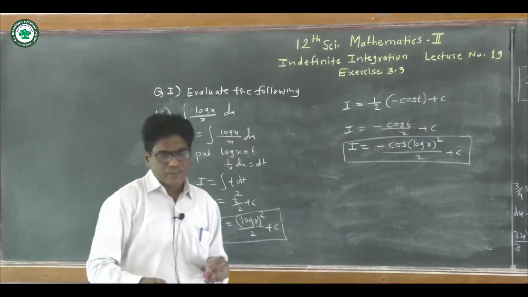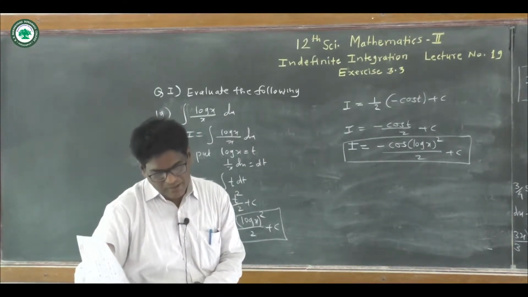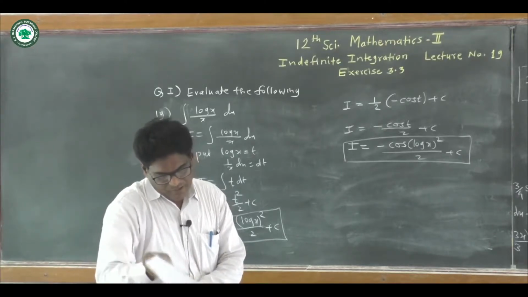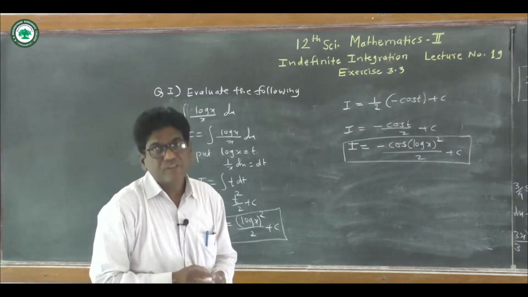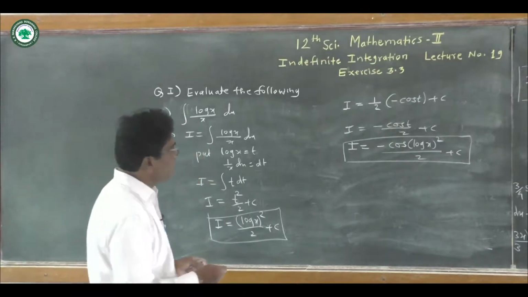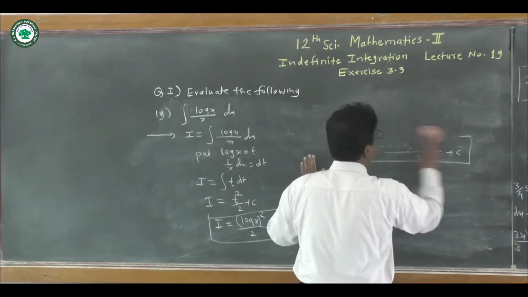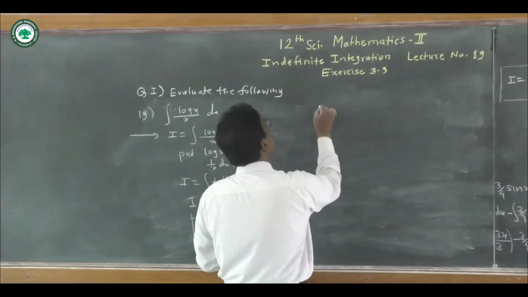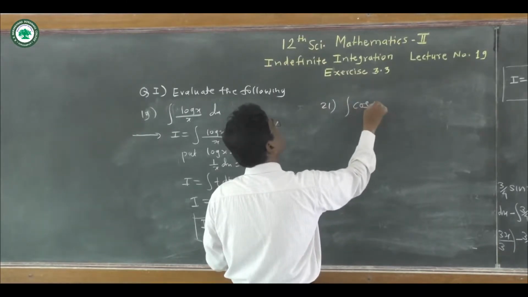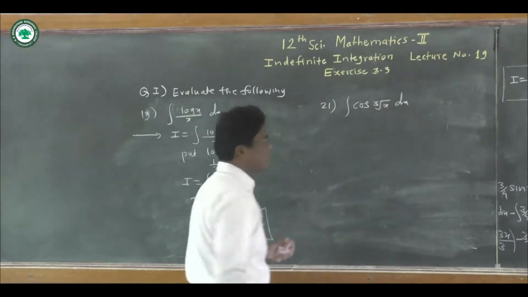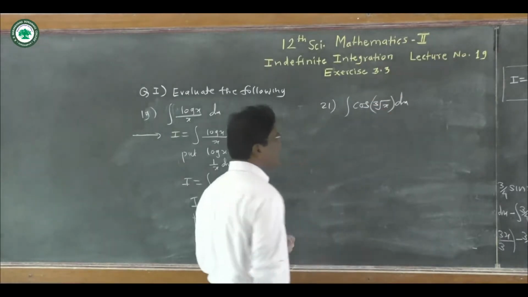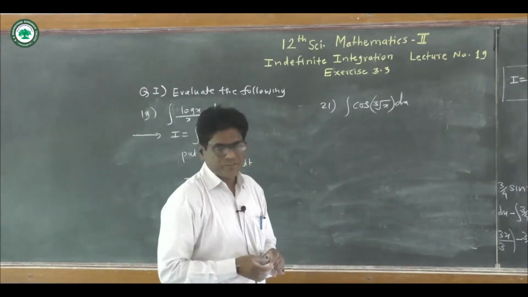Take the screenshot. Here problem number 20 and 21, two problems are remaining in this question. So we see here the last 21st problem. Integration of cos of cubic root of x dx. This is the 21st problem, the last problem in this question.